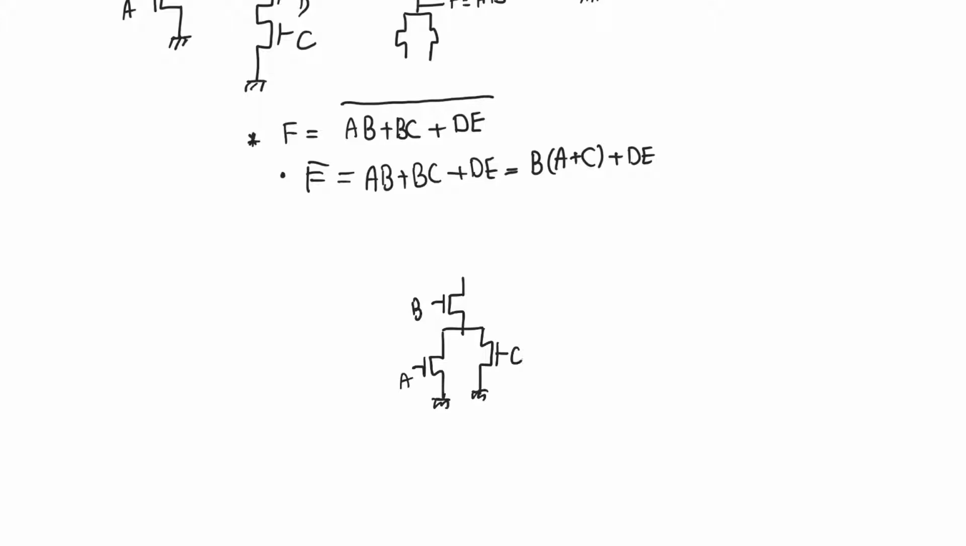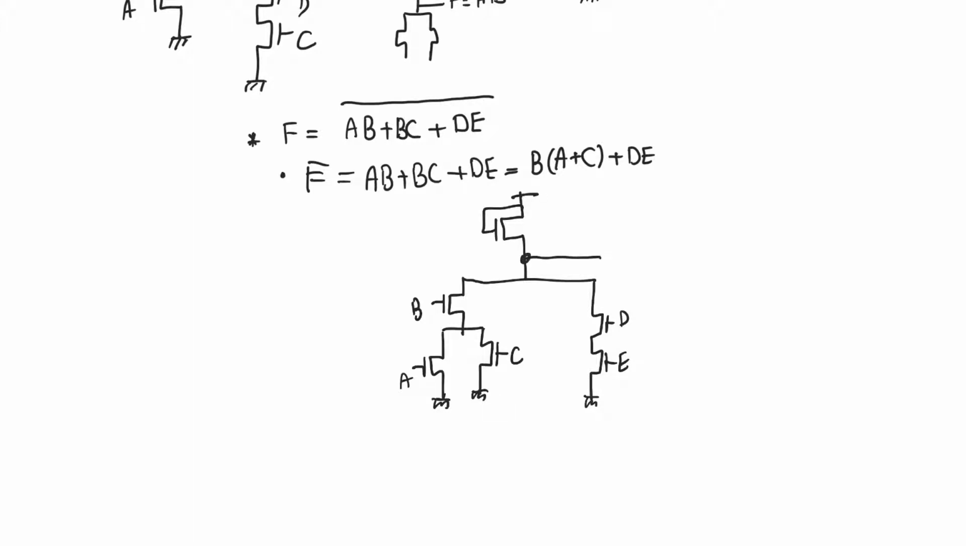So this is one branch in the pull-down network. But this whole thing is then parallel with D and E in series with each other. And so we have another branch with D and E in series with each other. And at the top, we never forget to put our diode connected load.